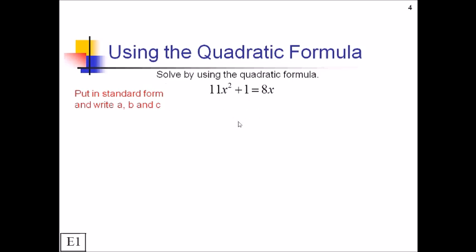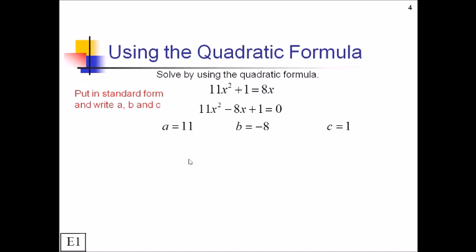So here, this 8x is going to have to come over to the left side between the x squared and the 1, and that'll be a negative 8x. And then I'm going to write out what a, b, and c are. A, again, is your quadratic coefficient. B is the linear coefficient, so negative 8. And then c is just your constant, in this case is 1.